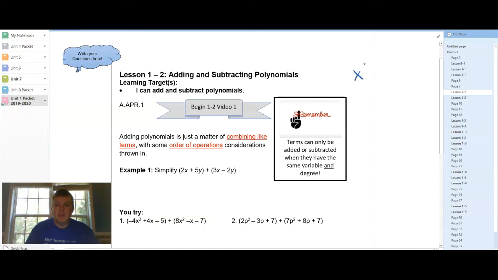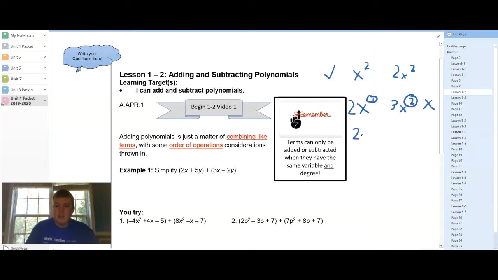So for example, x squared and 2x squared would be like terms. They both have the same variable x, and they both have the same exponent, squared. Now, it would not be a like term if, say, we had 2x and 3x squared. Even though they have the same variable, they have different exponents. This one has an invisible exponent of 1, and this one has an exponent of 2. So this would not be a like term.